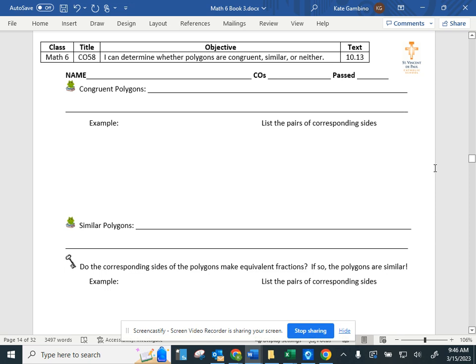Good morning. Today we are working on CO58. I can determine whether polygons are congruent, similar, or neither. So we've talked about what polygons are. Okay, we learned that in our last objective. We've talked about what congruent means. Congruent means they are equal. So they are exactly the same. We're going to learn what similar means.